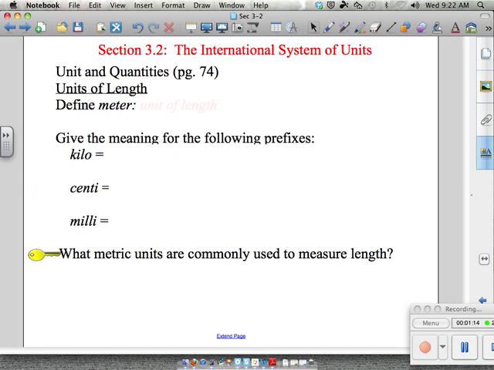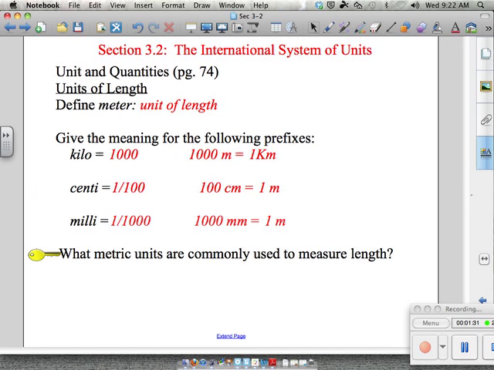A meter is defined as the basic unit of length, and it can be connected to the following prefixes: kilo, meaning 1,000, so 1,000 meters is 1 kilometer. Centi is 1/100th, which means 100 centimeters is 1 meter. Or milli, as in a millimeter, 1,000 millimeters is 1 meter. So the metric units that are commonly used for length are the meter, the centimeter, and the kilometer.